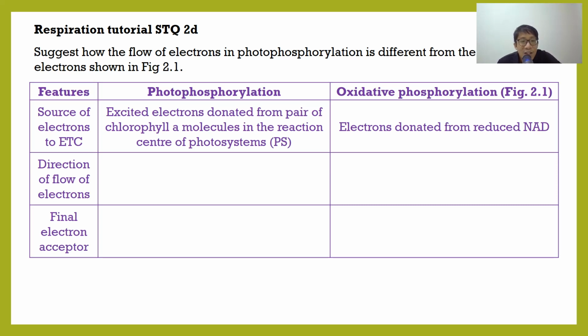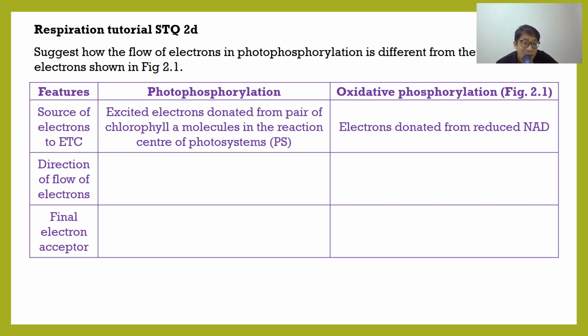As for photophosphorylation, I know the source in the table of differences is water, right? But here I write chlorophyll A molecules, because if you compare it to figure 2.1, we are looking at the one thing that directly donates the electrons to the ETC. So figure 2.1 is reduced NAD that directly donates the electrons to the ETC. So the more relevant or more parallel comparison would be the chlorophyll A molecules instead of water, because it's the chlorophyll A molecules that pass the electrons directly to the ETC.